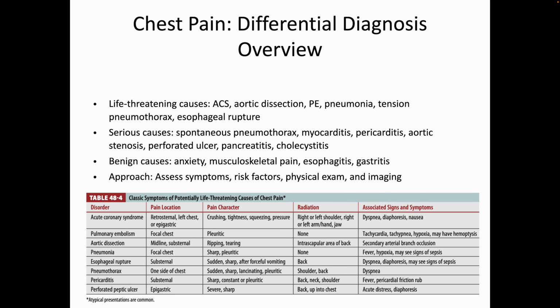Welcome back to the series of videos talking about chest pain. We'll be talking about the differential diagnosis. Now this table summarizes all the different causes. You can take a look at it, but I'll start with a lecture.